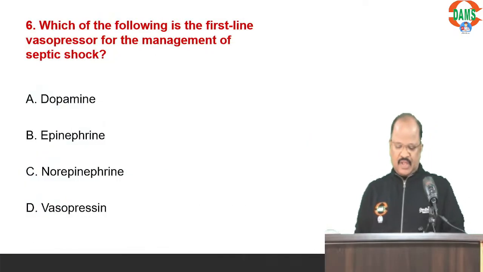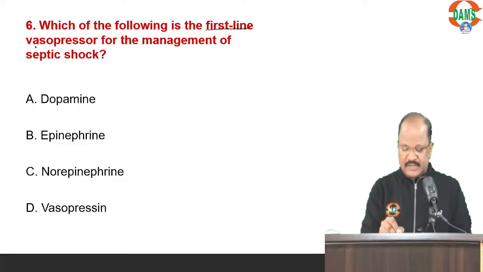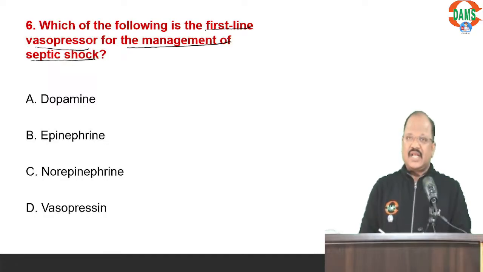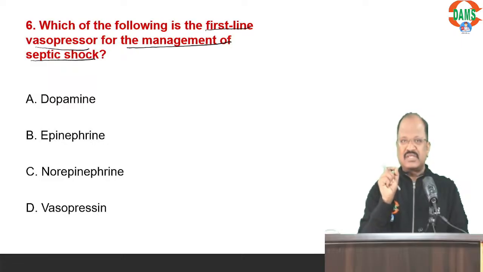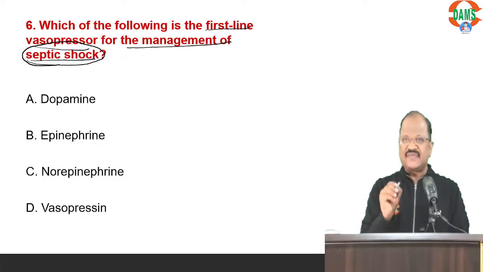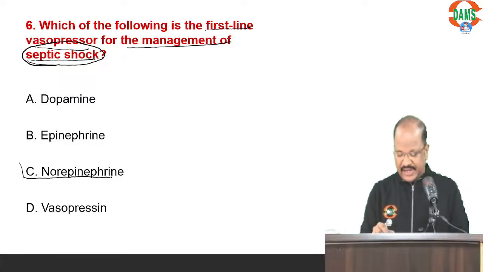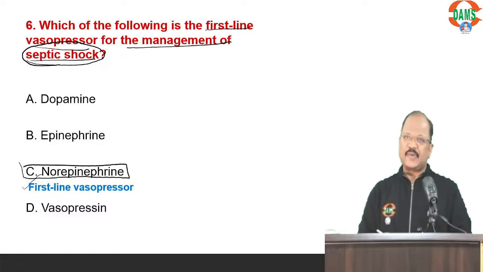Which of the following is the first line vasopressor for the management of septic shock? See, in our regular class notes we make notes on shock and different treatments, where I discuss this point. When we say septic shock, the guideline says the best first line vasopressor is always norepinephrine. It is the first line vasopressor for treatment of septic shock.